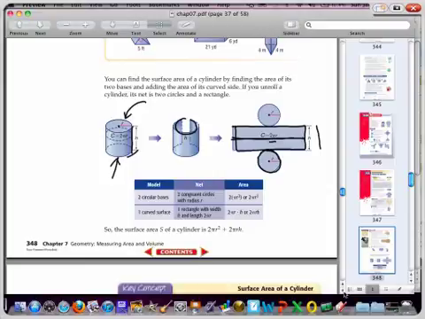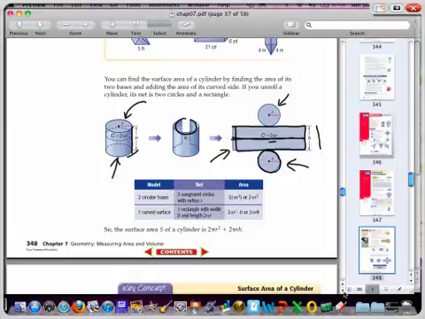So what we have are two circles and one rectangle when we're figuring this out. We have two congruent circles, both with radius r, and we have one rectangle with the width of h and the length of 2 pi r. So now you can think of it individually and do it that way, or let's walk through this again, because I think this gets a little bit confusing.